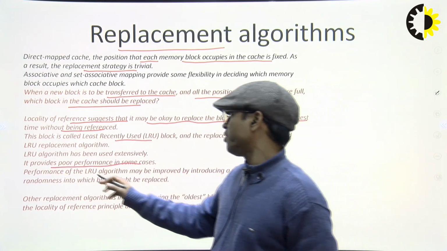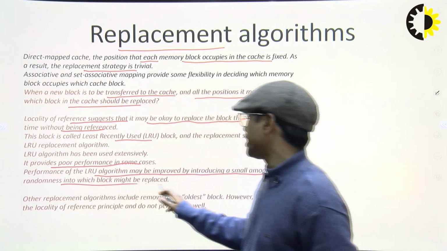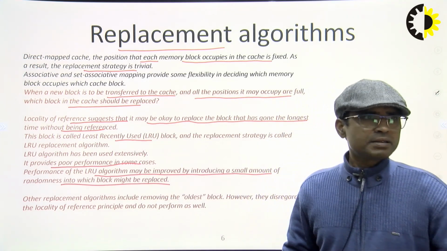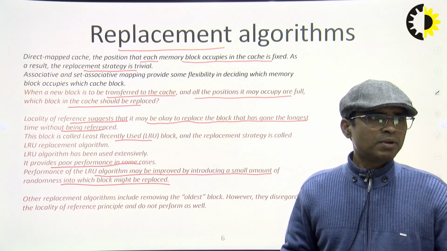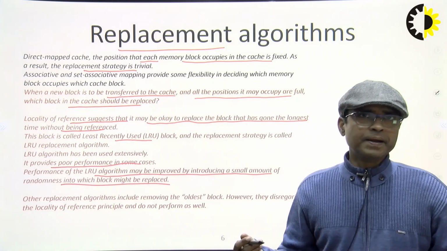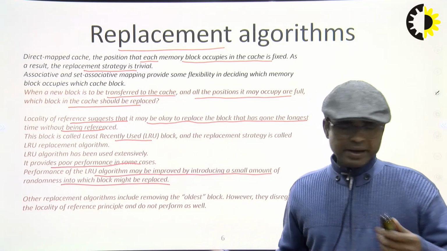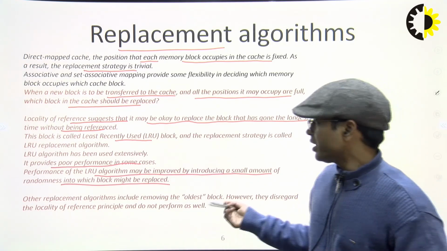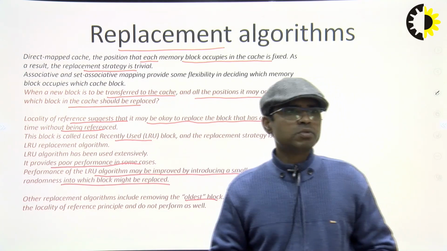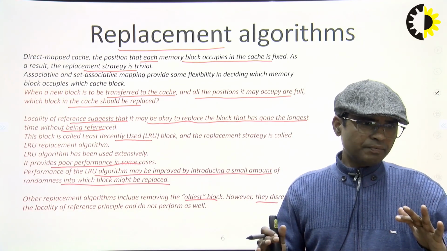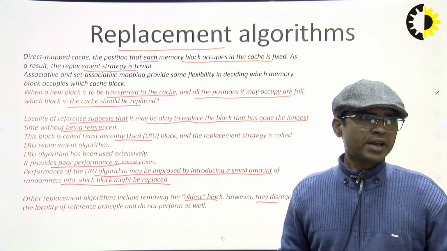Basically, the performance of the LRU algorithm may be improved by introducing a small amount of randomness in which block might be replaced. Some cases are there where the least recently used algorithm may cause a problem, because it is dependent on program behavior. So, we are bringing it out by an algorithmic change. Another way is to use the oldest block, but for either the LRU or the oldest block, extensive analysis has to be done to choose which particular replacement algorithm, LRU or FIFO.